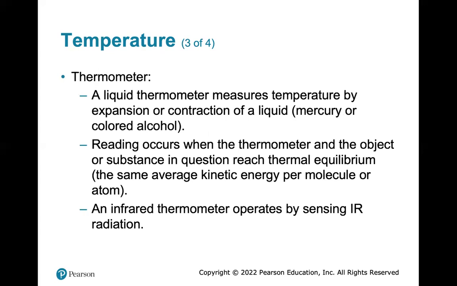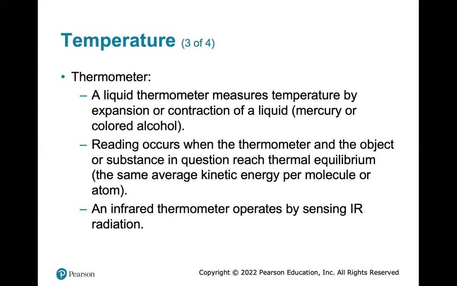Okay, a thermometer. A liquid thermometer measures the temperature by expansion or contraction of a liquid. It used to be mercury. If you see an old lab thermometer that has a silver core in it, then it's probably mercury. Most likely, you're going to see it with a red alcohol solution, and that's how we read temperature.